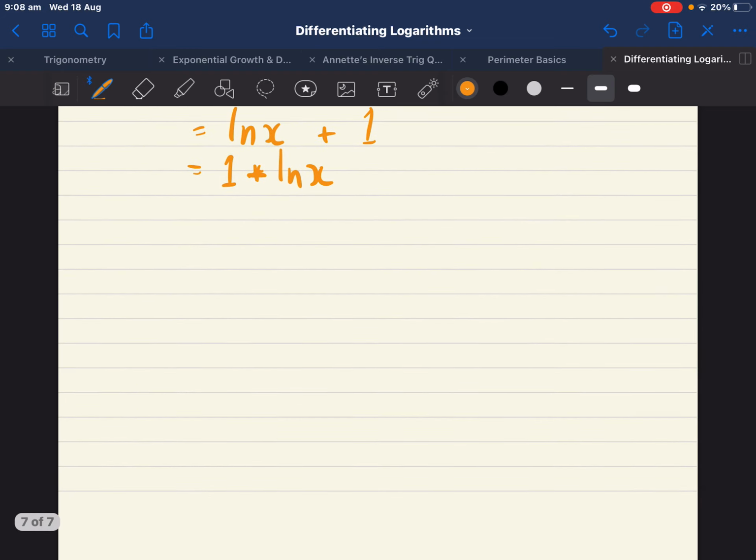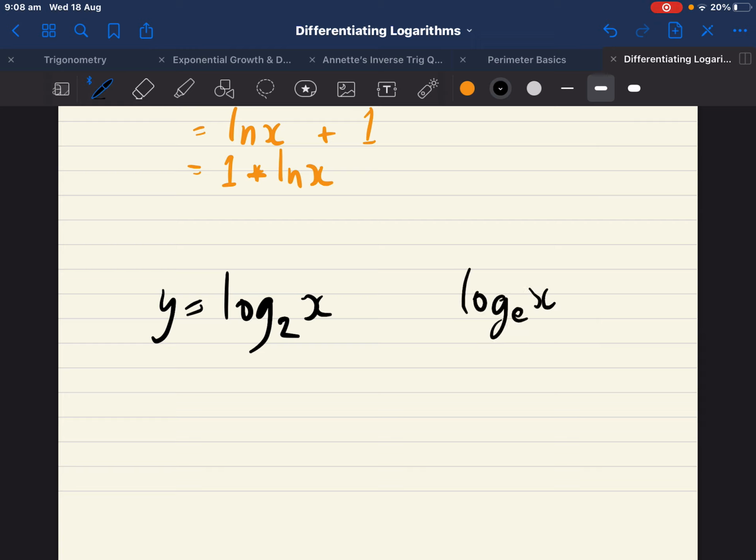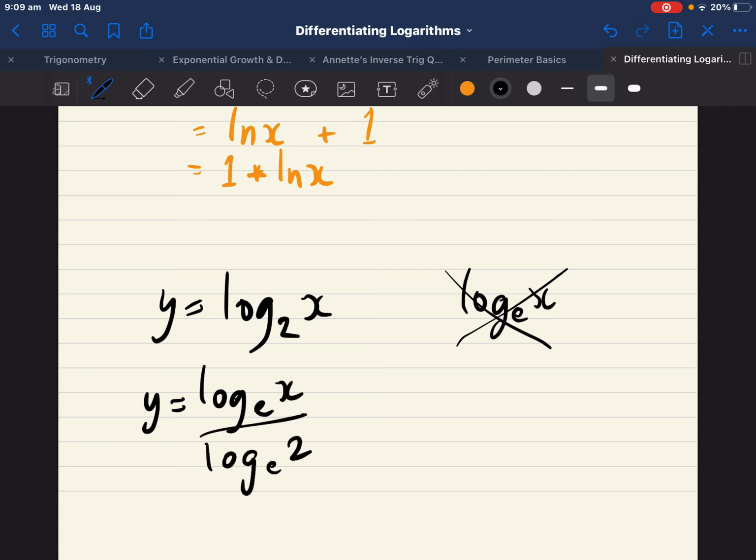If you're wondering about trying to differentiate a log that isn't of base e, like if you were trying to differentiate this, what I'll definitely recommend is that we don't differentiate logs of any base other than log to the base e. So if you really were in a situation where you had to differentiate this, what I would recommend is you use change of base. Okay, and then from this point here, actually you're kind of good.